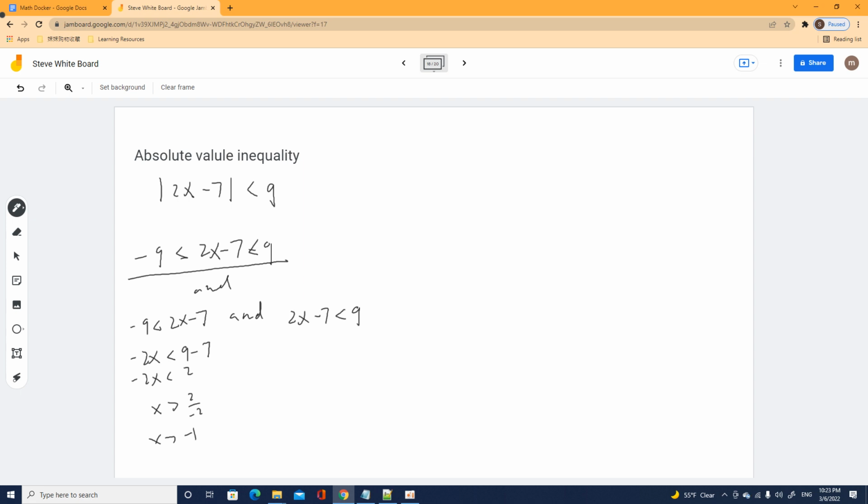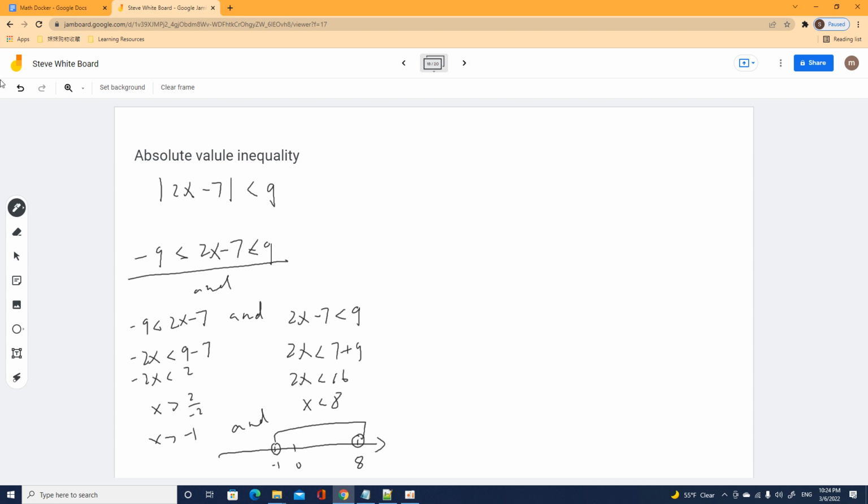The second one. So this is the final result: x greater than -1 and smaller than a number. So on the real number line, a circle in this area. So that is one kind of absolute value inequality.